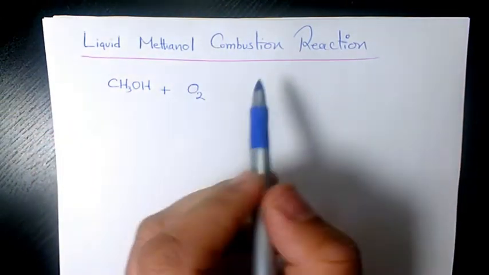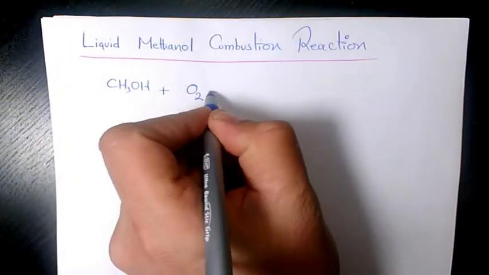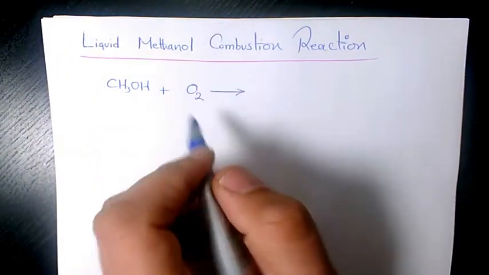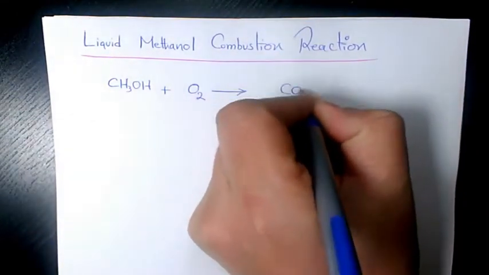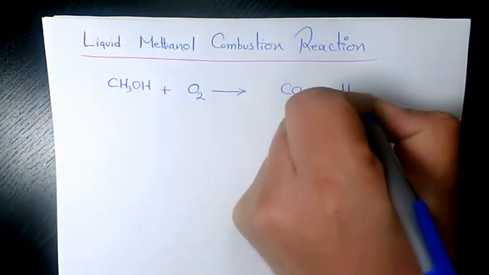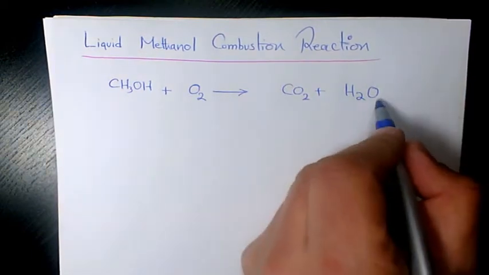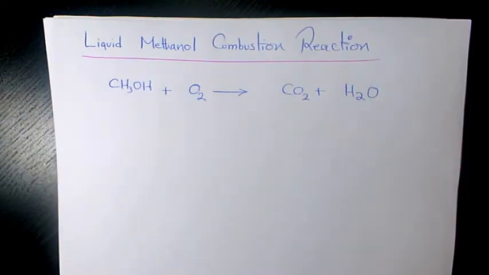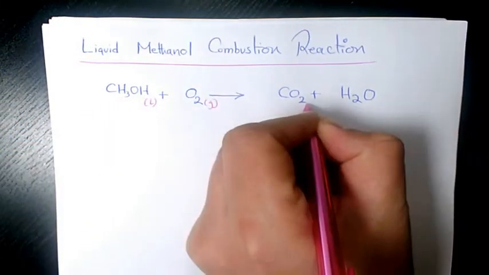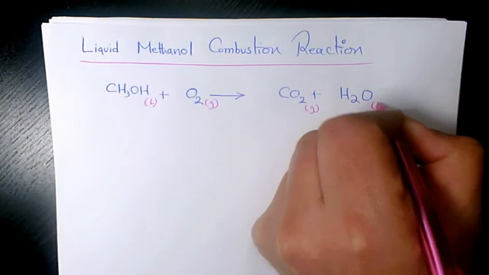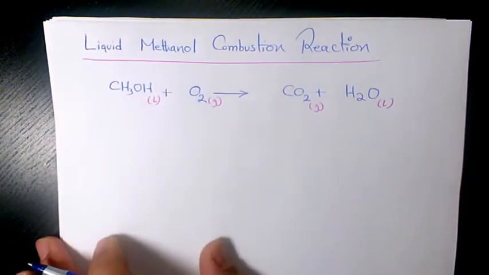When we are talking about combustion, it means that the organic compound is reacting with oxygen. And if we have enough oxygen, we're going to have a complete reaction and we produce these two compounds, which are CO2 and water, carbon dioxide and water. CO2 is a gas, and water is going to be liquid. Now let's see how to balance this reaction.